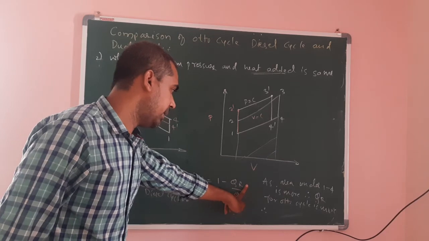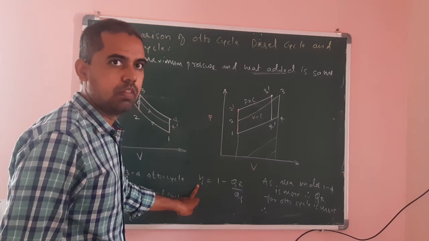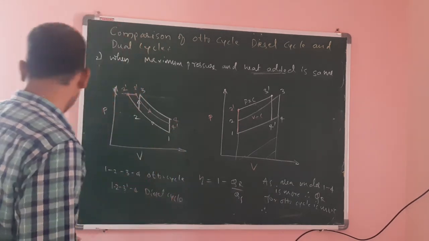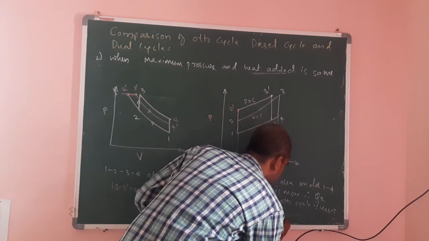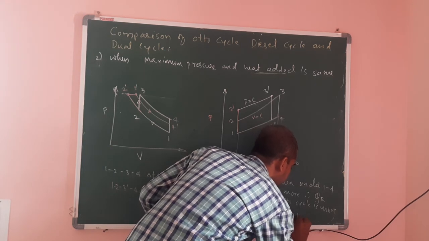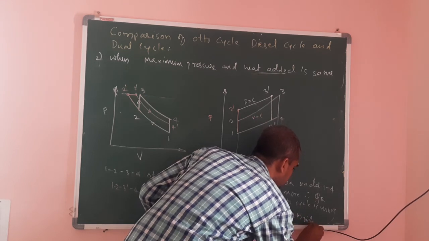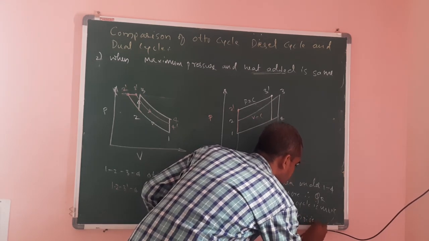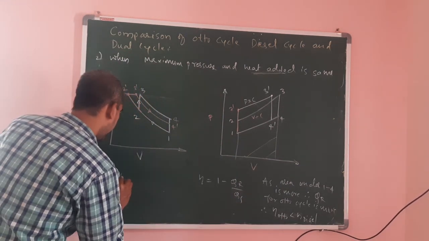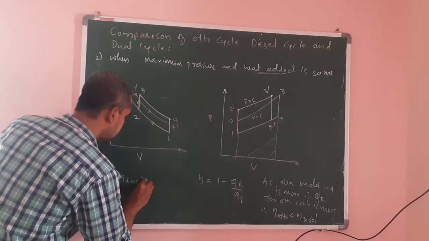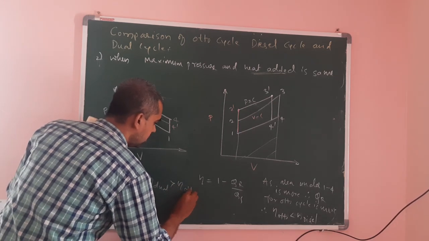If QR is more, this term will be more, and if this term is more, then 1 minus this term will be less. Therefore, efficiency of Otto cycle is less here. Efficiency of Otto cycle is less than that of diesel cycle. Efficiency of dual cycle will be in between, and therefore efficiency of diesel cycle is greater than efficiency of dual cycle, which is greater than efficiency of Otto cycle.